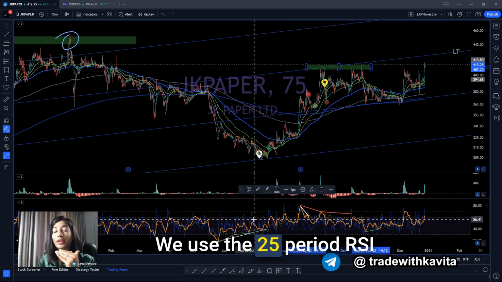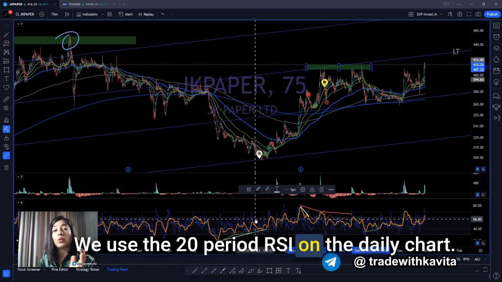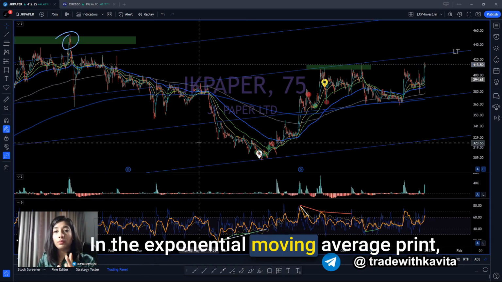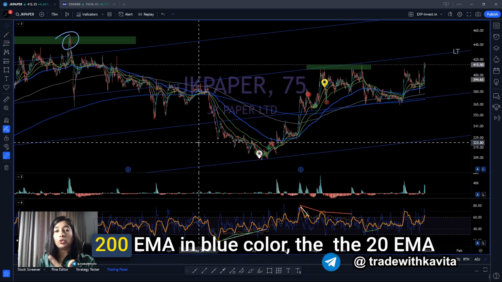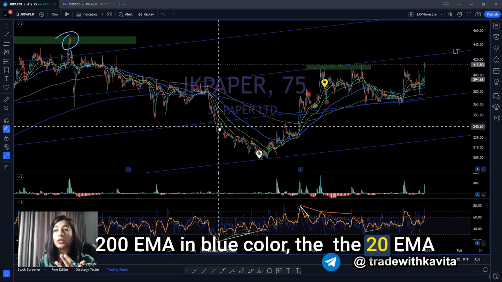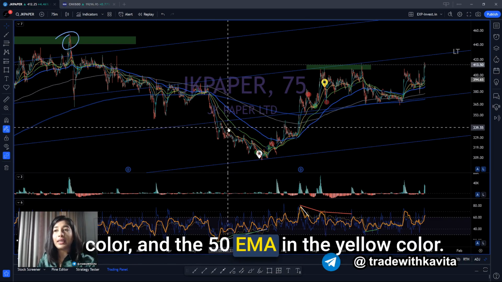We use the 25 period RSI on the 15-minute chart. We use the 20 period RSI on the daily chart. On the exponential moving average front, we use the 500 EMA in gray color, the 200 EMA in blue color, the 20 EMA in light blue color, the 100 EMA in green color, and the 50 EMA in yellow color.